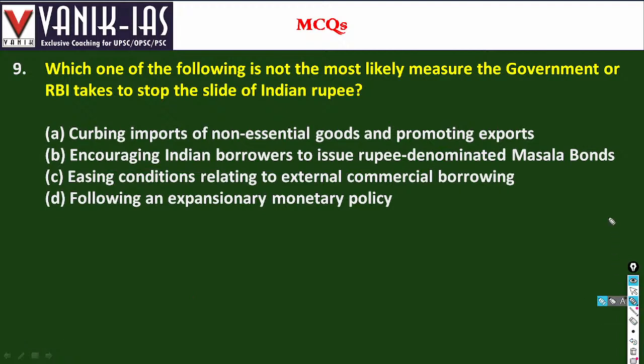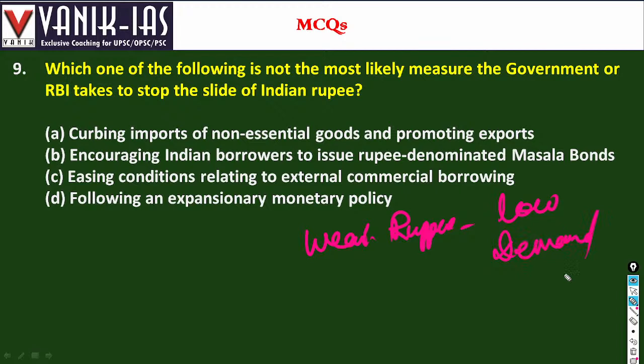Which of the following is not the most likely measure of the government or RBI to stop the slide of the Indian rupee? Slide of the Indian rupee means the Indian rupee becomes weak. Weak rupee means low demand for rupee. Curbing imports on non-essential goods and promoting export.